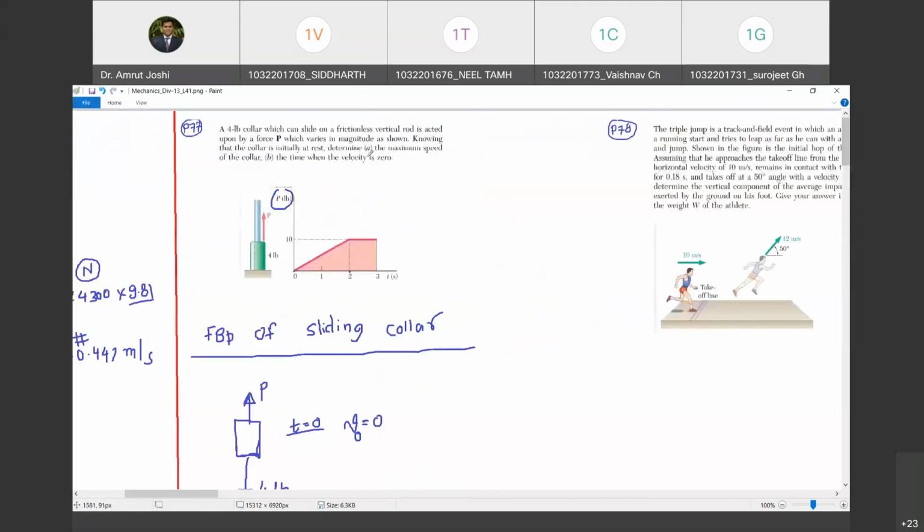Great. Now there is the next part. What is the maximum speed of the collar? That we will solve in the next class.